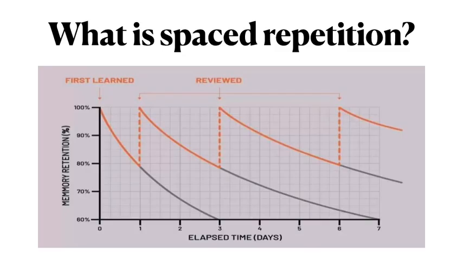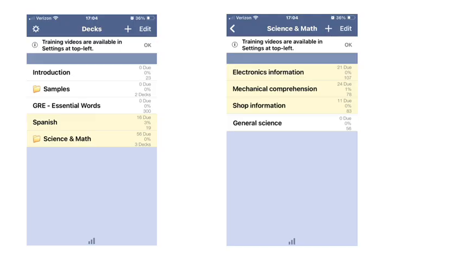So with spaced repetition, your flashcards app will know when you're about to forget something and then remind you by showing you that flashcard again. And over a period of time, you might start seeing that item less and less as your memory of it becomes stronger.